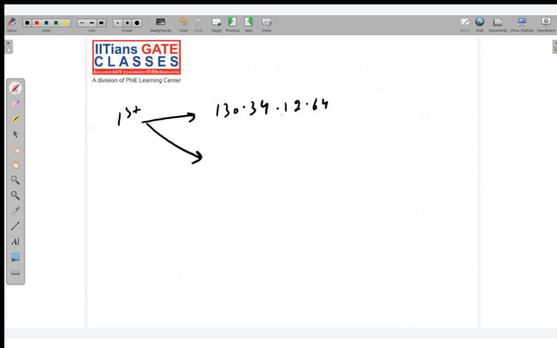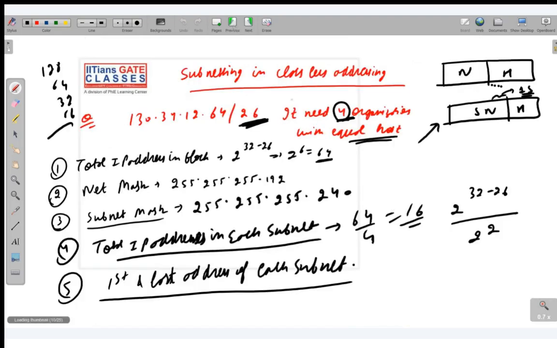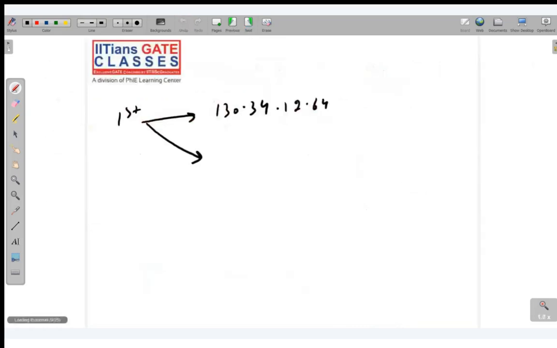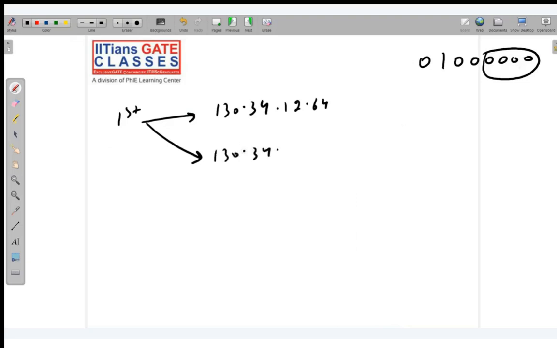And the last IP address will be what? Because 16 IP addresses are given to each organization, imagine in your head that 64 is 0 1 1 2 3 4 5 6. This is 64. So 4 zeros to 4 ones, you just keep on doing it. 4 zeros to 4 ones means 15 you will add. 64 plus 15 gives you the answer, 130.34.12.79.